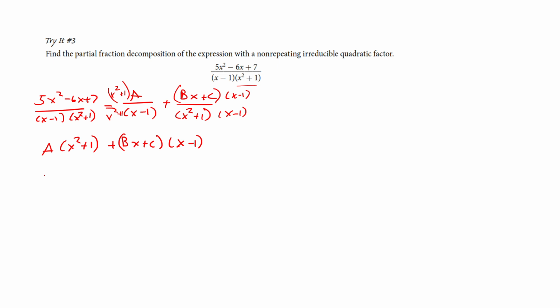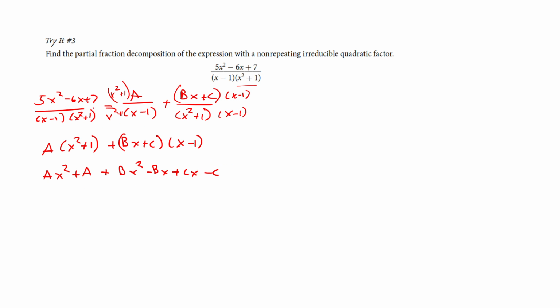Now let's FOIL this out and distribute here. So I've got ax squared plus a. Now FOIL this out, I'd get bx squared minus bx plus cx minus c. I'm just foiling that. That's all that is. Here to here, here to there. I know it's got b's and c's, but it's no different. Okay, now that's been expanded.